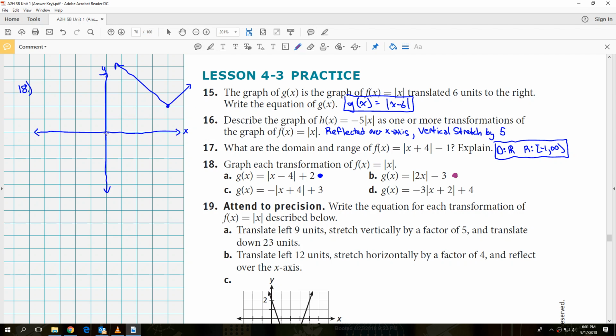It is the same. So I'm going to go down 3, okay, and instead of going out like this, it is going to stretch up by a factor of 2. So instead of going here, it's going to go right here, and then here, and then here, and same thing in the opposite direction. And it's going to look like that.